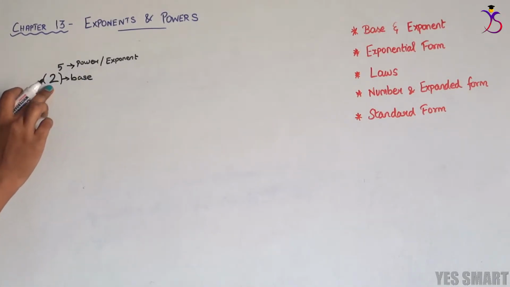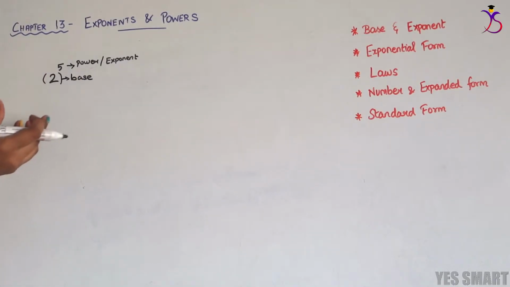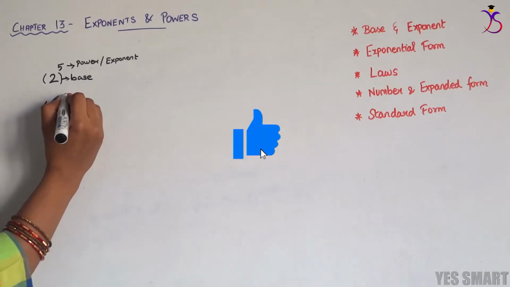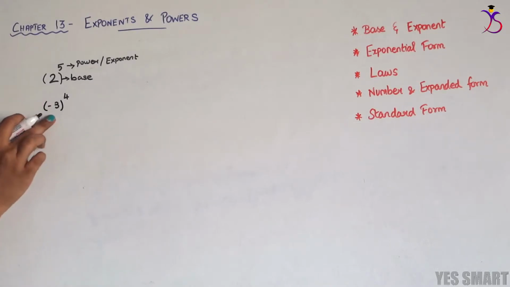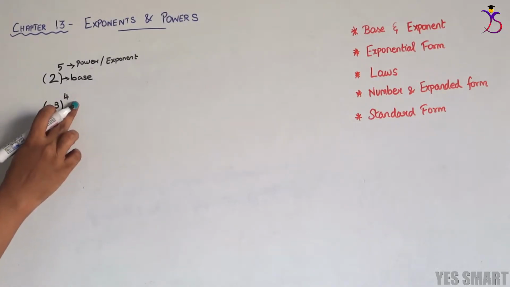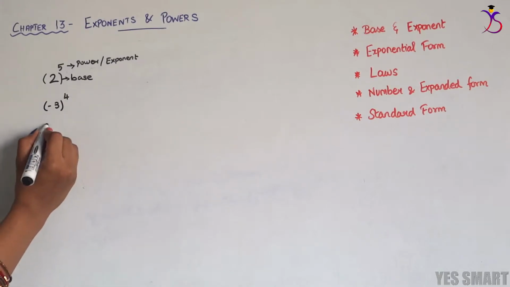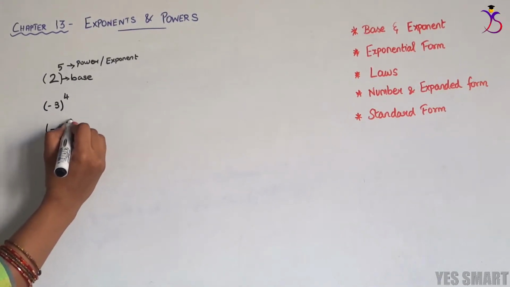And it is not mandatory that the base should be a positive number alone. It can even be a negative number, that is, minus 3 to the power 4. Here minus 3 is the base, and the power is 4. We can even have a negative power, like minus 5 to the power of minus 6.